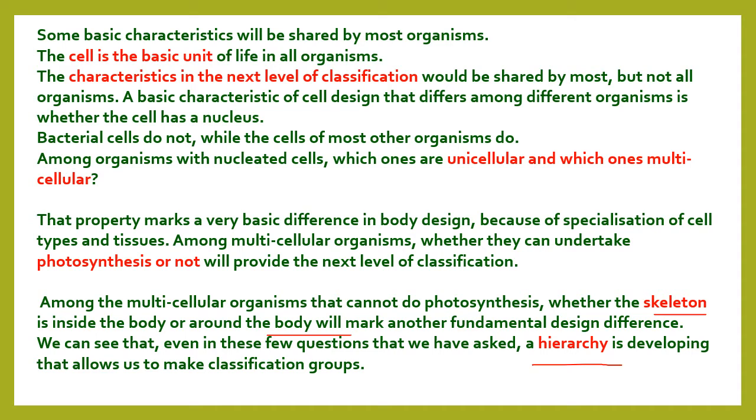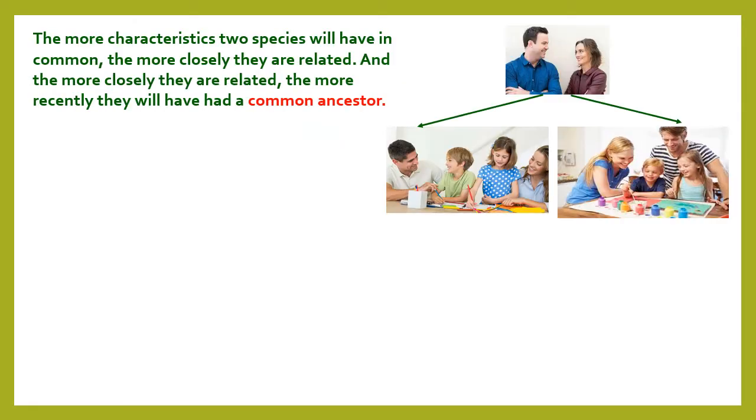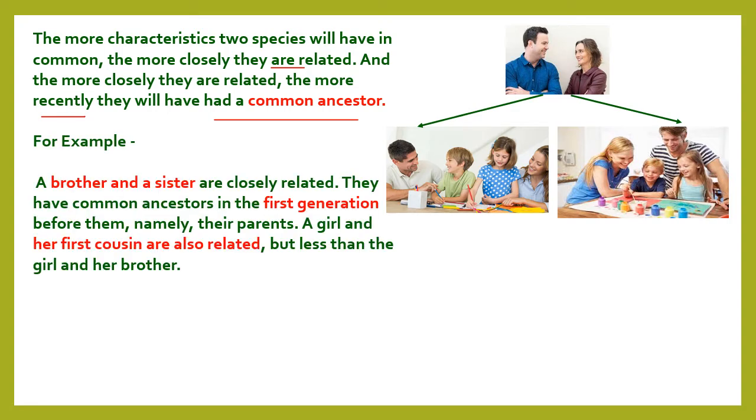On the basis of the characteristics, organisms can be classified into groups. The more characteristics two species have in common, the more closely they are related. And the more closely they are related, the more recently they will have had a common ancestor. Okay, with an example it can be explained clearly.